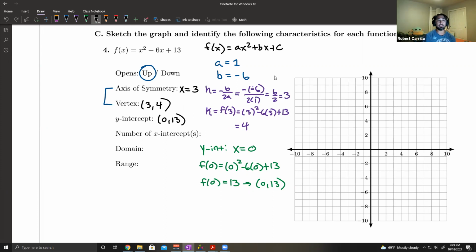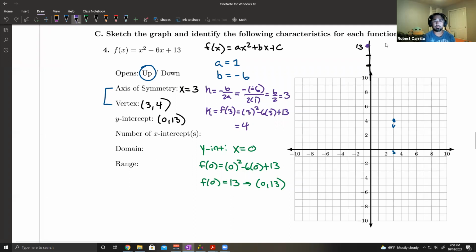And now the rest, the number of intercepts, domain, and range, we will figure out by graphing this function. So go ahead and plot your vertex first. The vertex is at 3, 4. So go to the right 3, up 4. Here is our vertex. And then we have a Y-intercept at 13. That's not going to fit, but we have room. Why not? We'll just say that's 11, that's 12, there's 13. And I will plot my Y-intercept there.